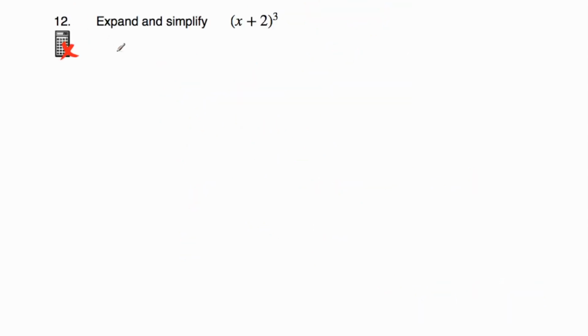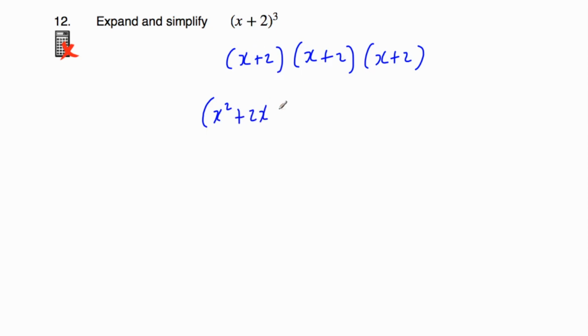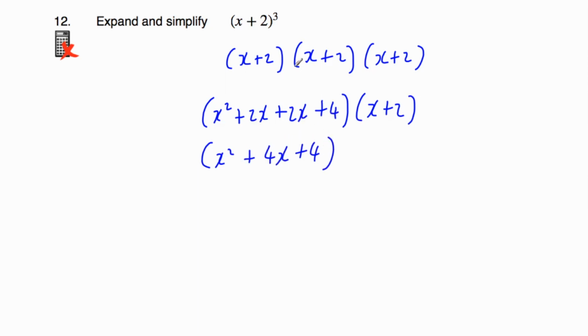So question number 12, we've been asked to expand and simplify x plus 2 cubed. So that means that we've got x plus 2, and we're multiplying it by x plus 2, multiplying it by x plus 2. So let's expand our brackets and see what we get. X times x is x squared. X times 2 would be plus 2x. 2 times x would be plus 2x, and 2 times 2 is 4, so plus 4. And we're multiplying that by x plus 2. Now let's simplify this. So we're going to get x squared plus 2x plus 2x is 4x, plus 4. So we've expanded our first pair of brackets.